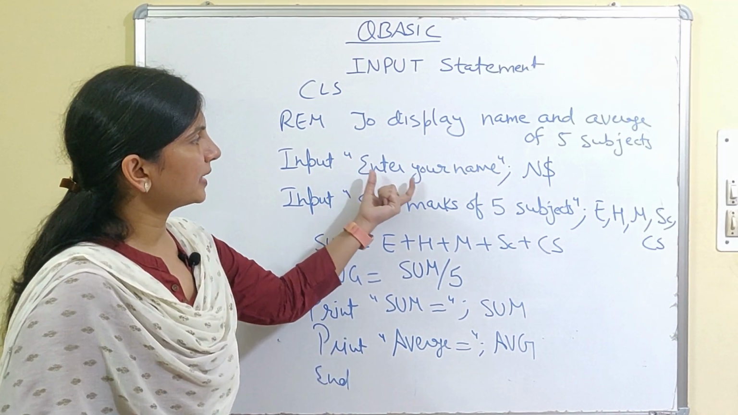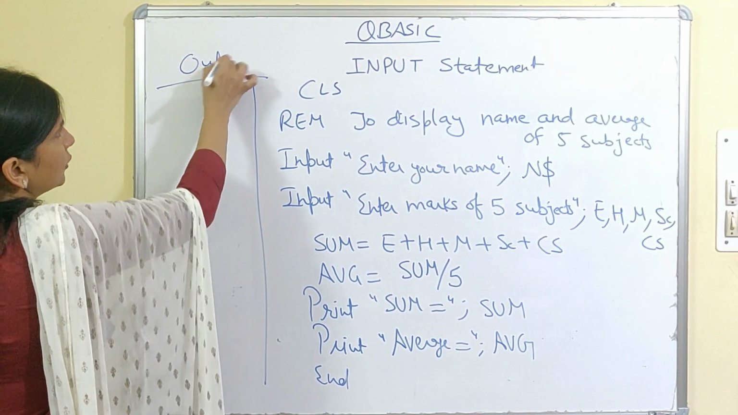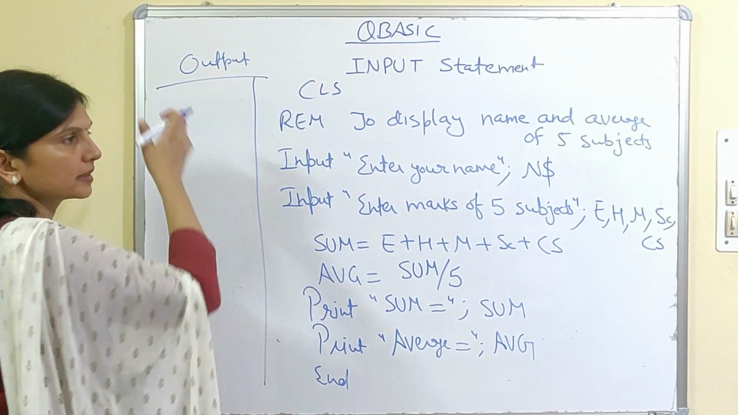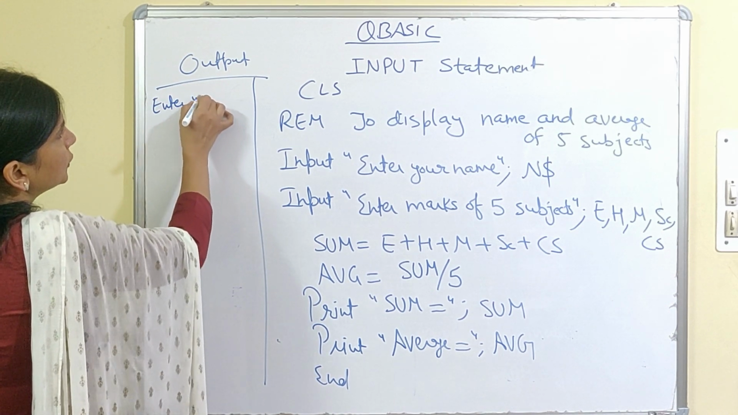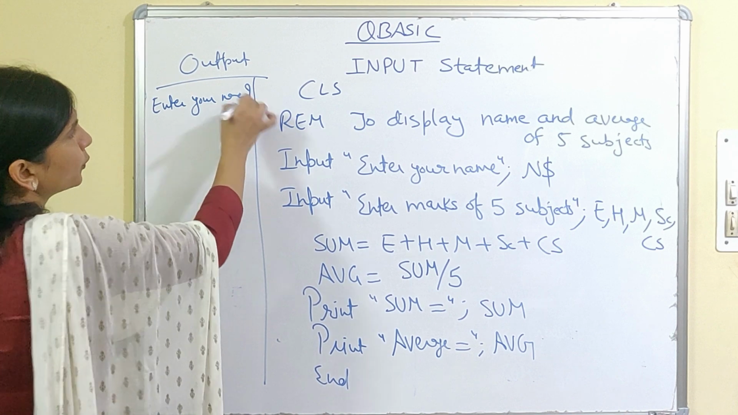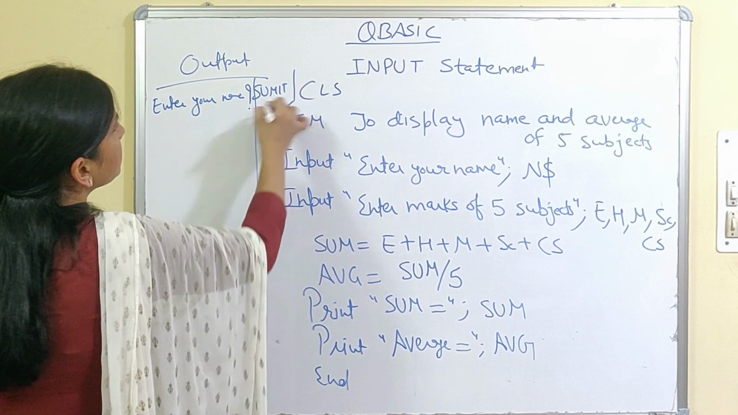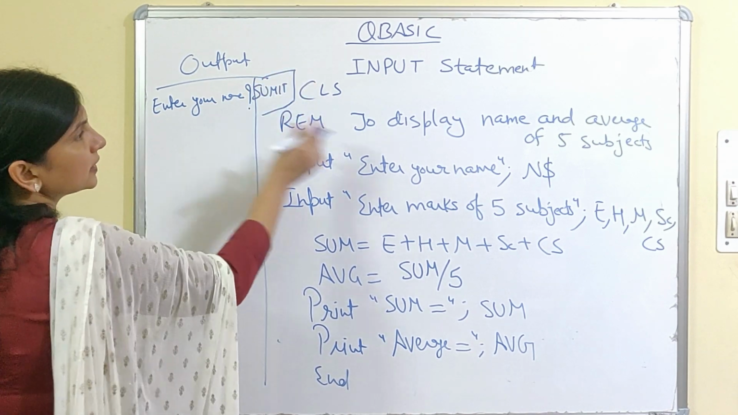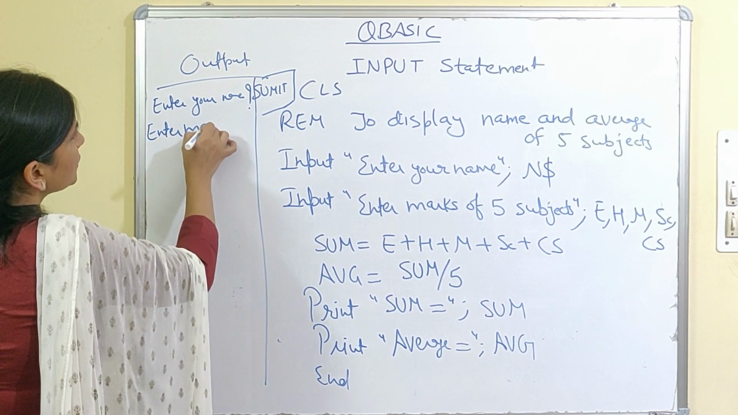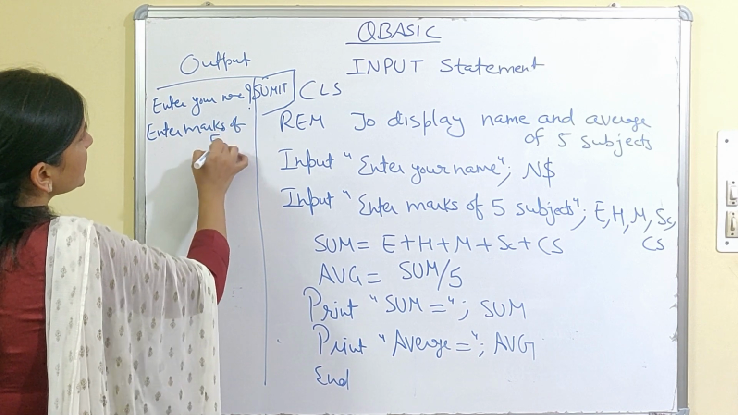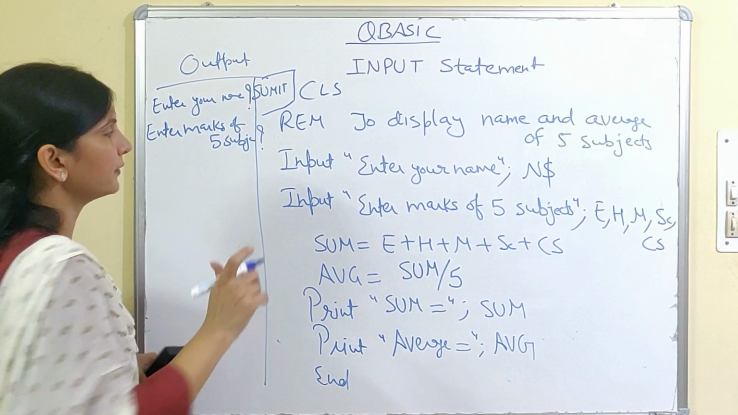So output will be, and first it will ask you, let's write the output. This is your output. When you run the program, you will get this on the output screen. First it will show you enter your name and then a question mark. Fine. Suppose I have given Sumit. Then enter, it will ask you enter marks of 5 subjects. Then a question mark. Now you need to give 5 values.